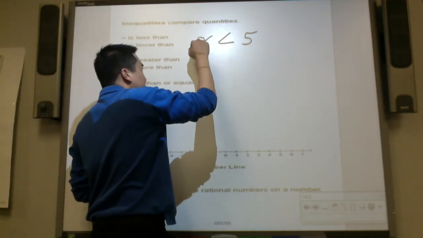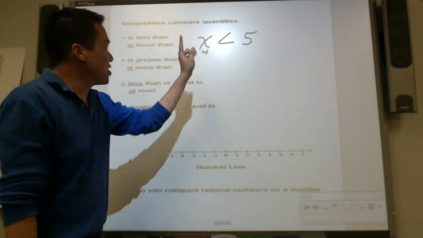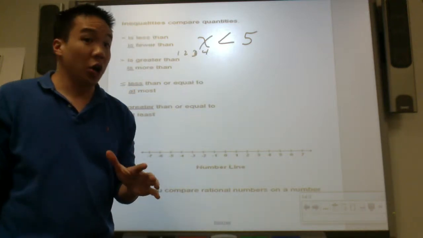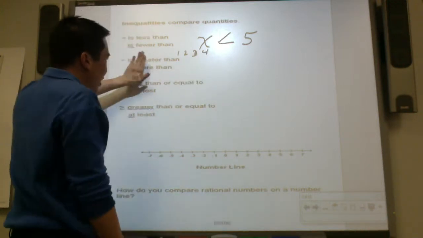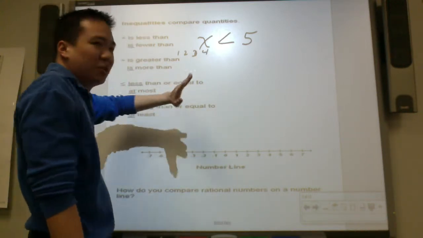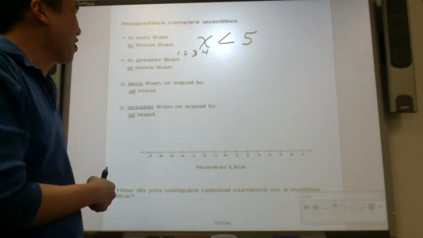4, 3, 2, and 1. Can it include 5? Is 5 less than 5? No. It can't be less than itself. So anything less than 5: 4, 3, 2, 1, 0, -1, -2, -3, all those numbers are less than 5.